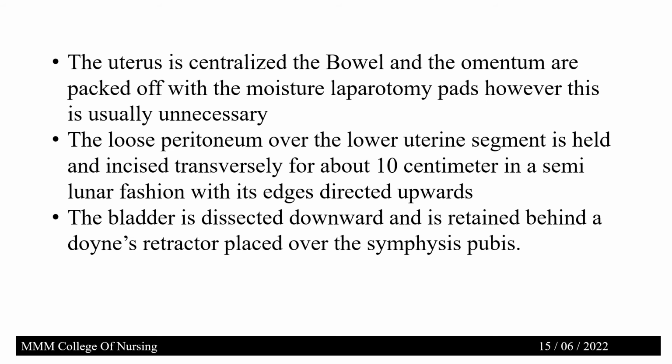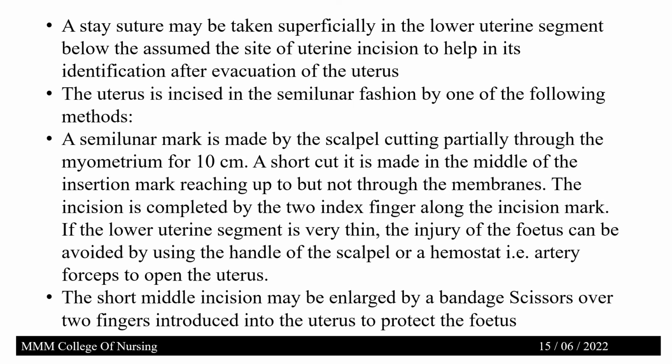The loose peritoneum over the lower uterine segment is held and incised transversely for about 10 cm in a semilunar fashion, with its edges directed upwards. The bladder is dissected downward and is retained behind a Doyne's retractor placed over the symphysis pubis. A stay suture may be taken superficially in the lower uterine segment below the assumed site of uterine incision to help in its identification after evacuation of the uterus.